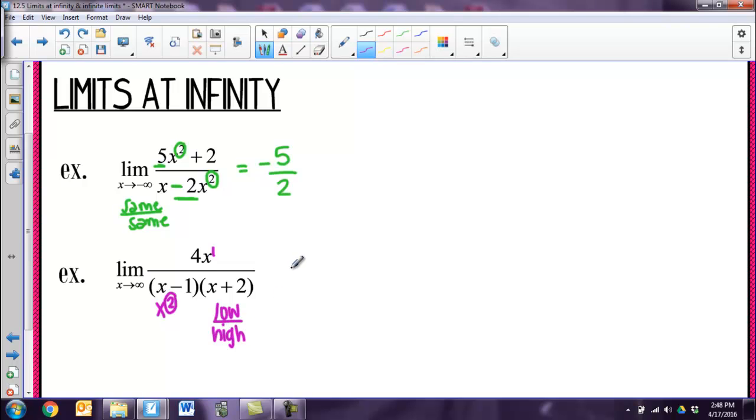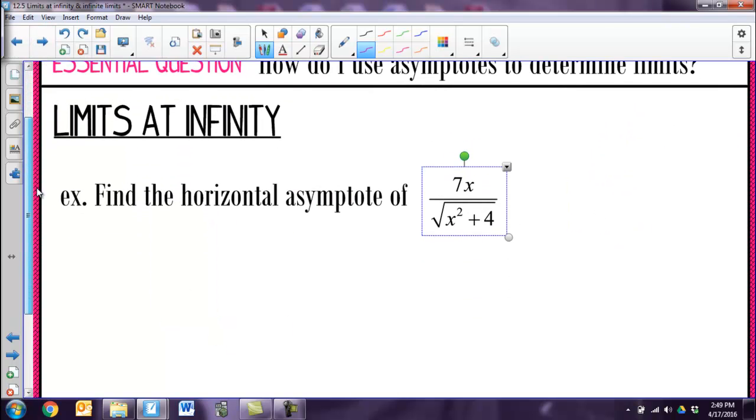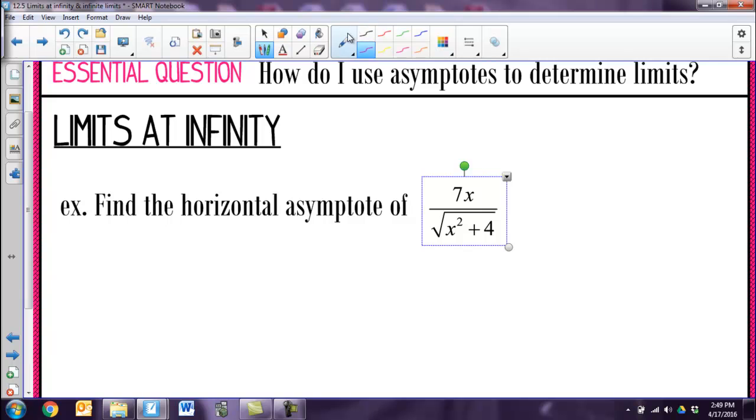So low over high, 0 equals y, which means that the asymptote here is just at 0. And so again, if it was negative infinity or positive infinity, we would still put the same number. So basically, if you have an infinite limit, you're going towards an infinity or negative infinity, you're just looking at horizontal asymptotes. So what if they give you some crazy thing like this?